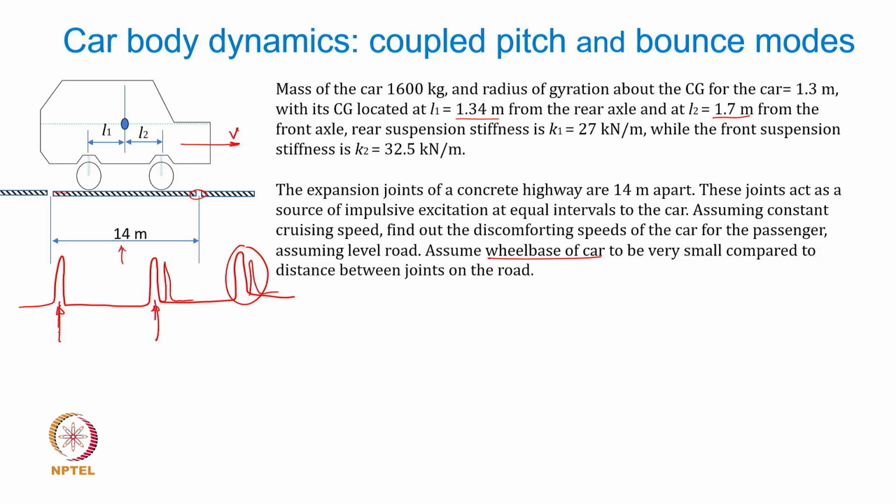Okay, and so this excitation frequency will be based on the cruising speed. For a given constant cruising speed, there will be a period for the repetition of these impulses to the wheel. Now if you translate this period to an excitation frequency, which is going to be 2 pi over this time period, and if that matches with either of the two natural frequencies, we may expect that the car body will oscillate or vibrate with larger amplitude than otherwise. Larger amplitudes means it may be discomforting for the passenger.